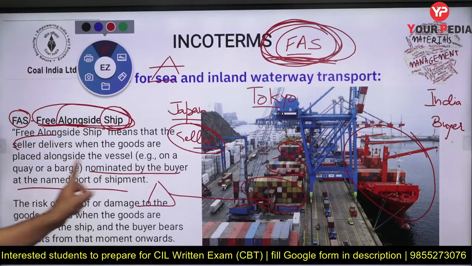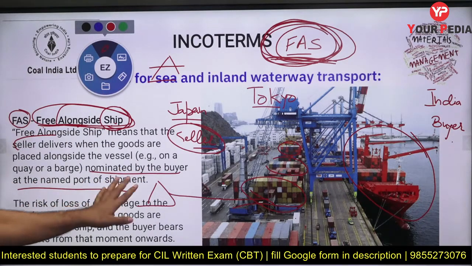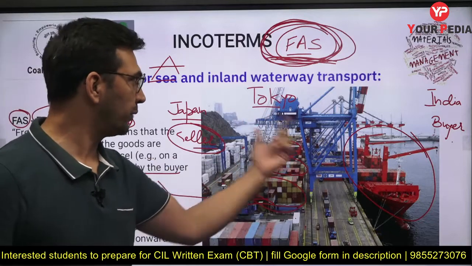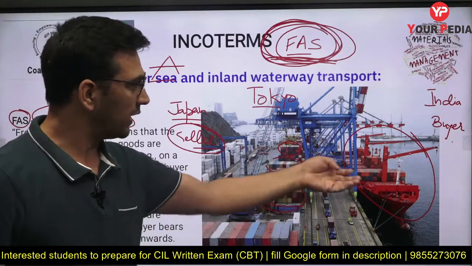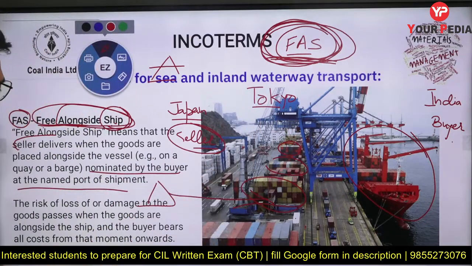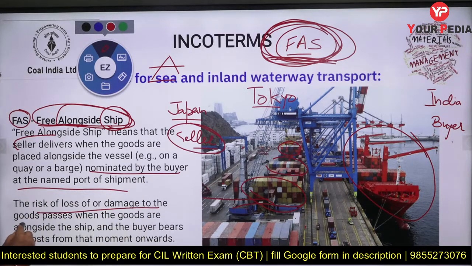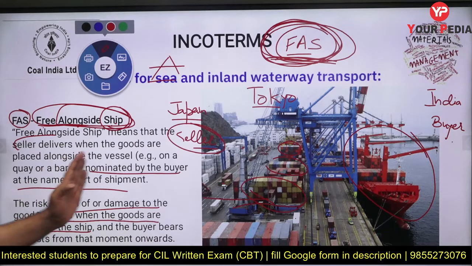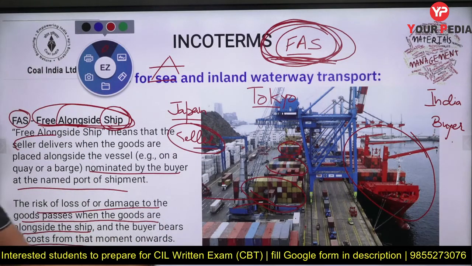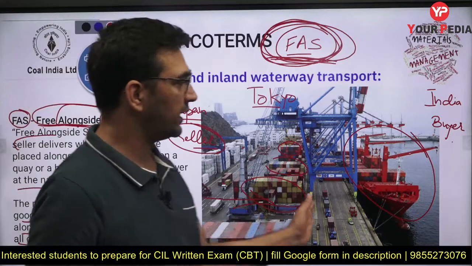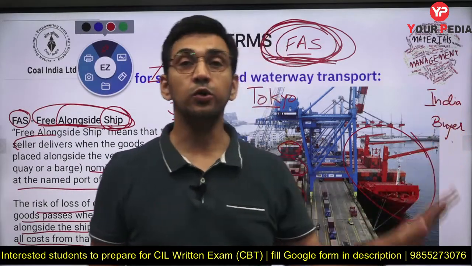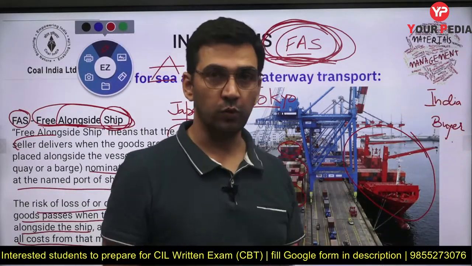So, nominated by the buyer at the nominated port of shipment. If this is the Tokyo port, bring it to the Tokyo port and this berth, and I will pick it up from there. That is the meaning of this. The risk of loss or damage to the goods passes when the goods are alongside the ship. At this point, risk transfers to the buyer, and the buyer bears all the costs from that moment onwards. After this, whatever the cost, who is going to bear it? The buyer is going to bear it.